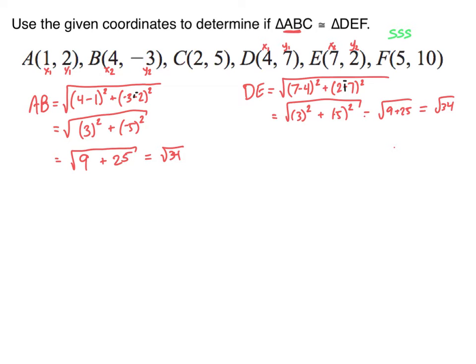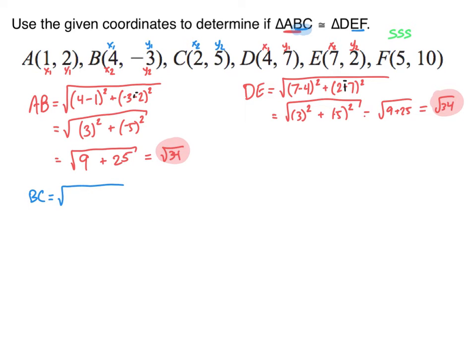So right here, I have discovered that this is exactly the same. I have the square root of 34 and the square root of 34, so I have proven two sides are congruent. I'm now going to move on to BC and EF. So first BC. Now BC would be right here, x1, y1, x2, y2.